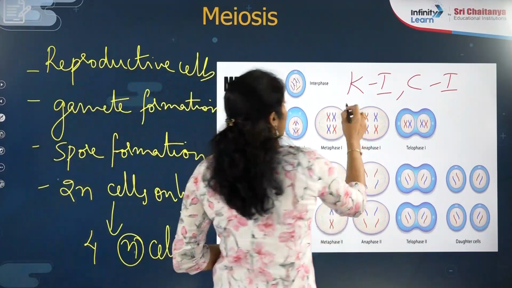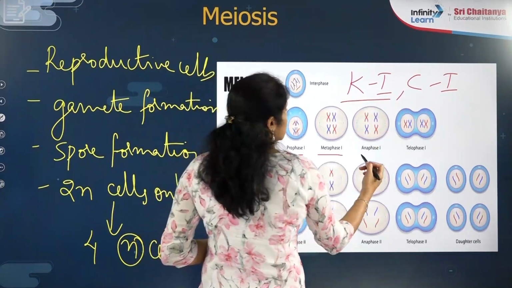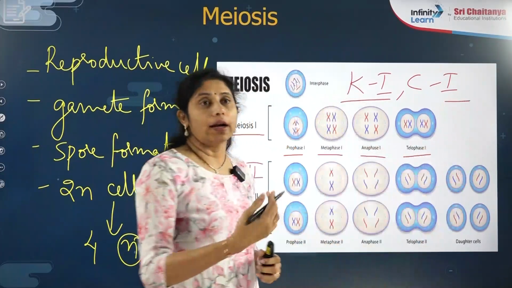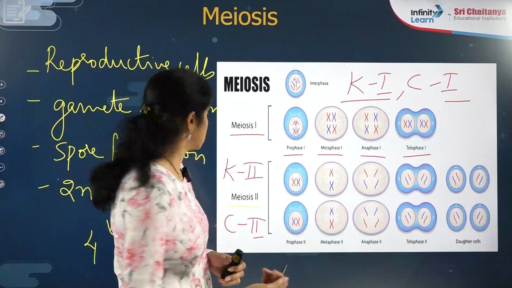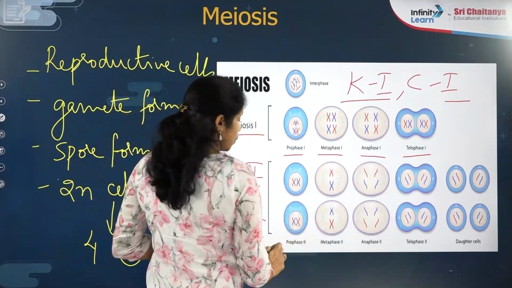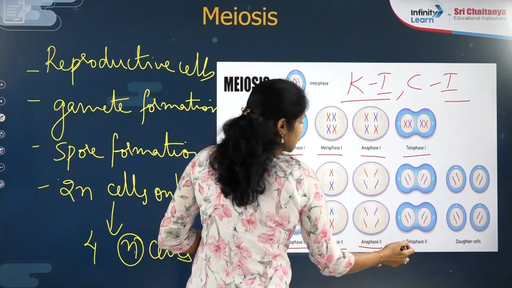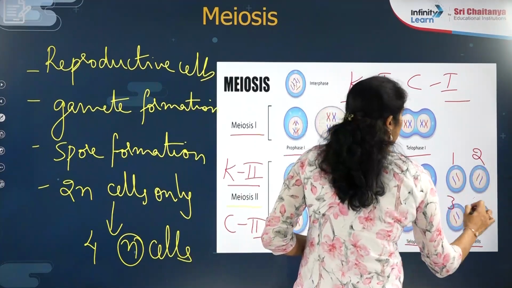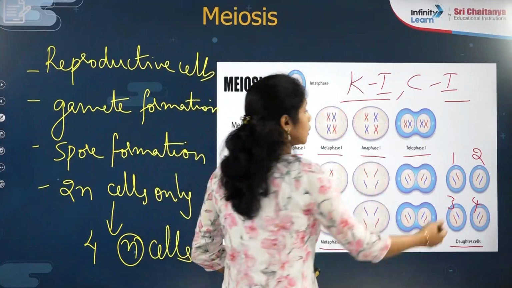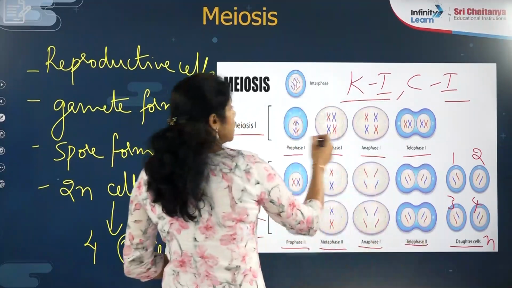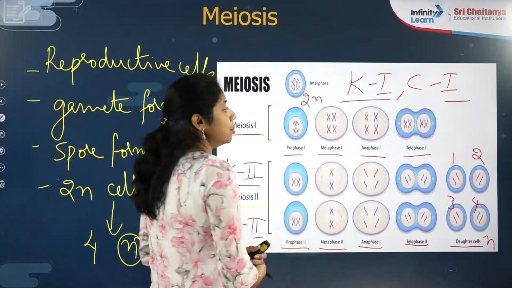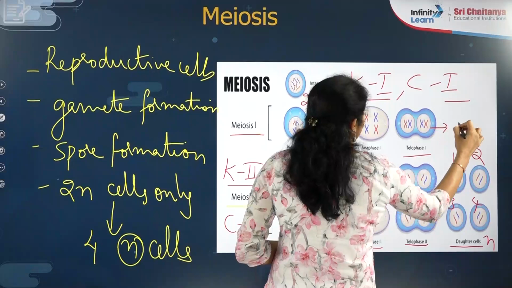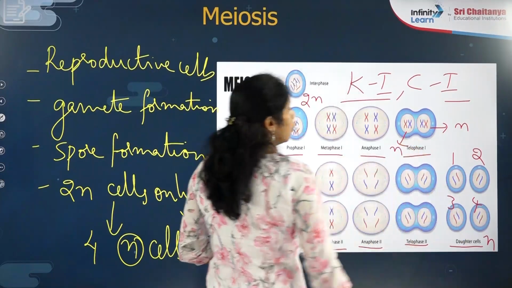Karyokinesis I is subdivided into prophase I, metaphase I, anaphase I and telophase I. By the end of this, Cytokinesis I happens and results in the formation of 2 daughter cells. In Meiosis II, Karyokinesis II has the subphases prophase II, metaphase II, anaphase II and telophase II, and finally you get the formation of 4 daughter cells. These 4 daughter cells are always haploid, while the initial cells are diploid. By the end of telophase, each daughter nucleus becomes haploid.